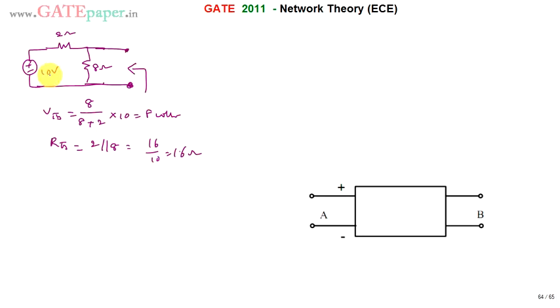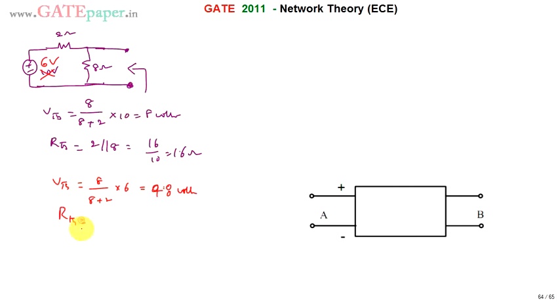Say now the changed voltage is 6 volts. Now I am not going with 8 volts, I am going with 6 volts. Same circuit, but the applied voltage is the only thing changed. By that time VTH is equal to, using the voltage division rule, the open circuit voltage across the 8 ohms resistor will be VTH. So VTH is equal to 8 divided by 8 plus 2 into 6. So 6 by 10, that is 0.6 into 8 is 4.8 volts. 4.8 volts is now VTH. Previously it was 8 volts.